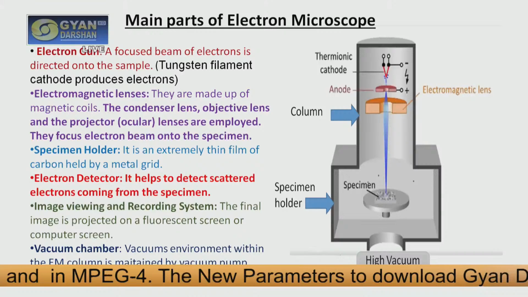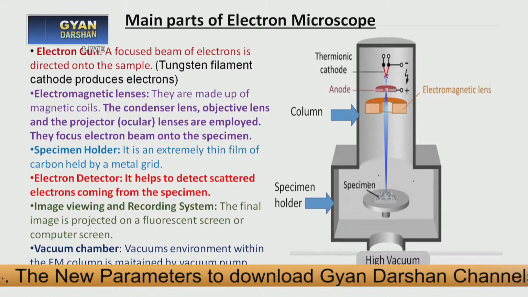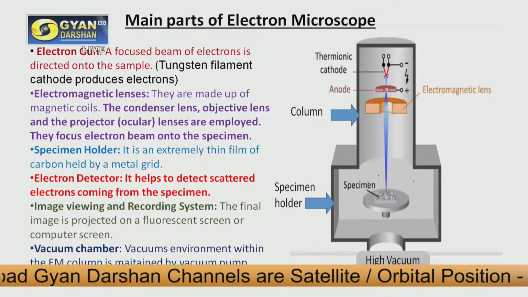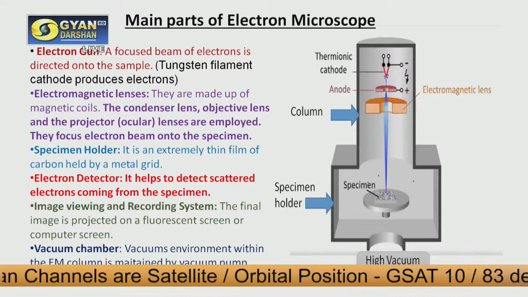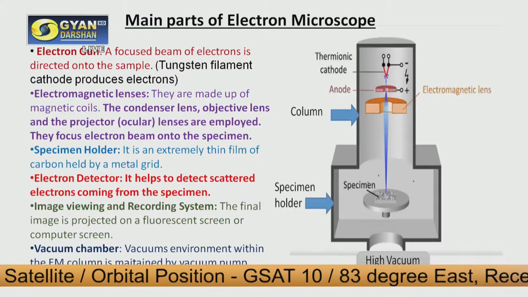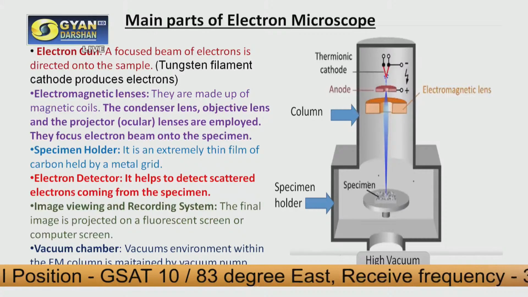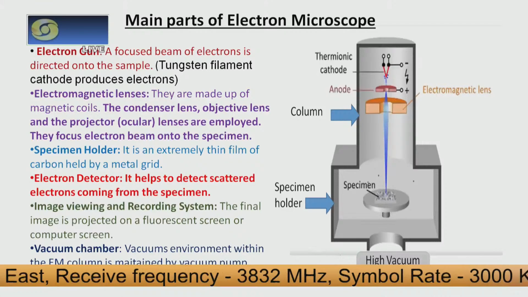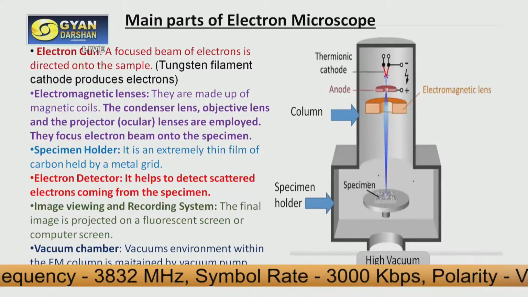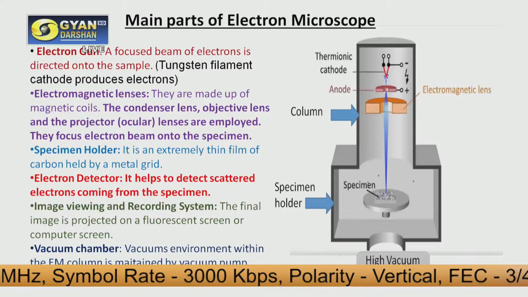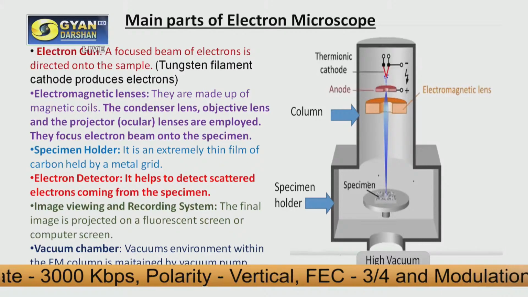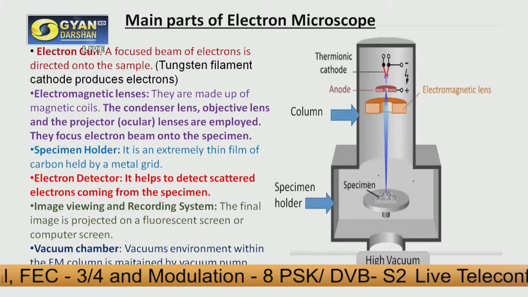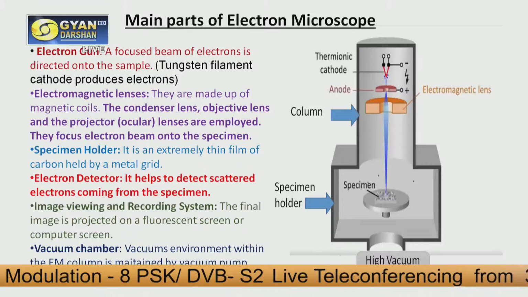Another important part is the electron detector. The electron detector detects the electrons coming from the biological specimen, which helps to detect scattered electrons coming from the specimen. Then another part is the image viewing and recording system. The final image is projected on a fluorescent screen or a computer screen. The whole process of electron movement in the chamber takes place under vacuum conditions. Vacuum is required to move the electrons down the long cylindrical column.